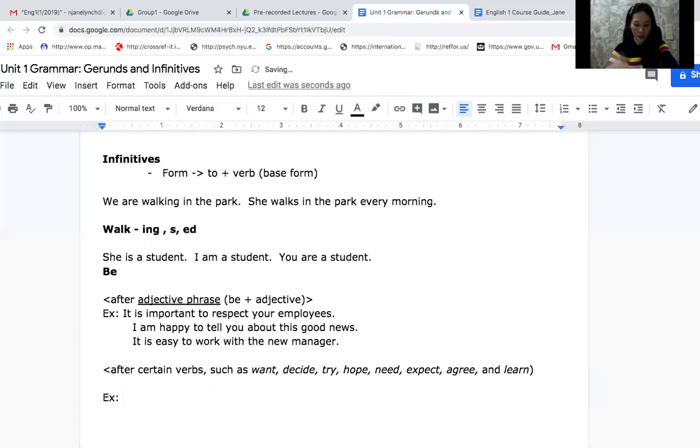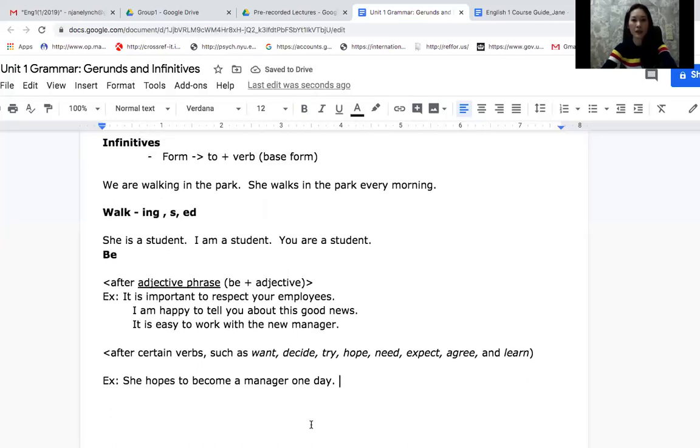Example, I'm going to use the example from the book. She hopes to become a manager one day. The main verb is hope. So when you use hope, you have to use infinitive. So she hopes to become. You don't say she hopes becoming. That's wrong. Because we don't use gerund in this case, we use infinitive in this case.